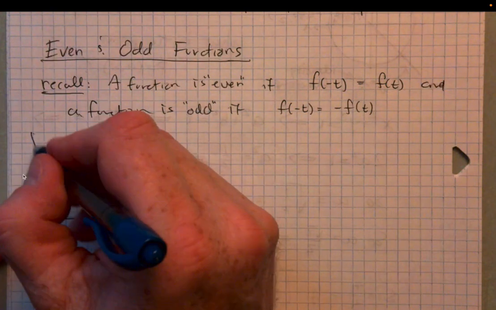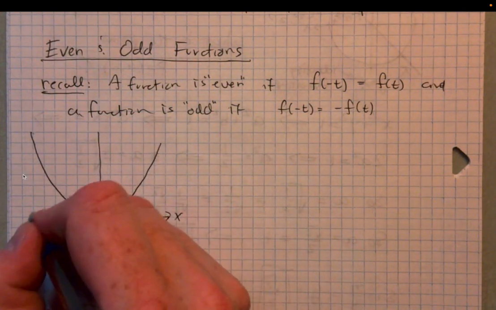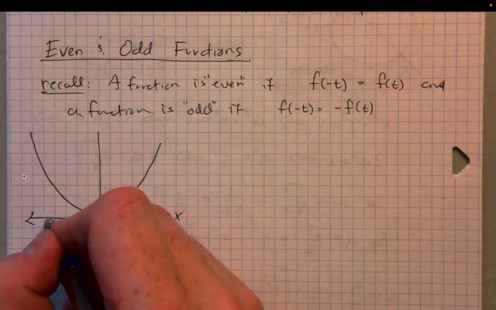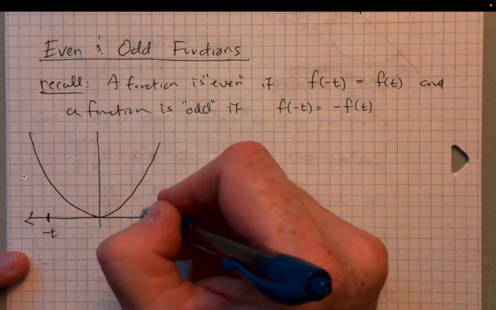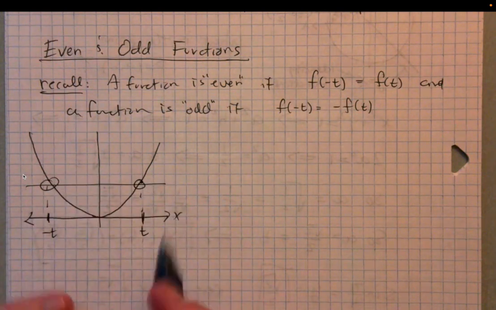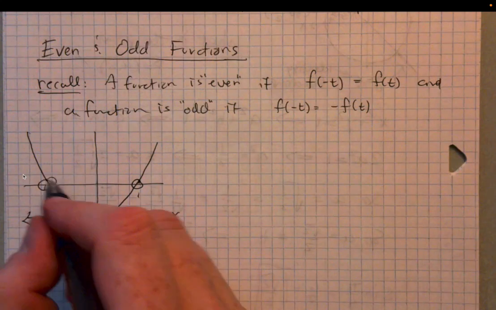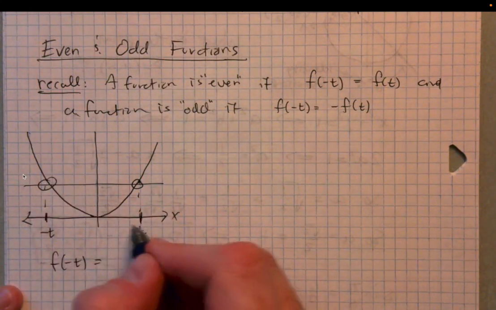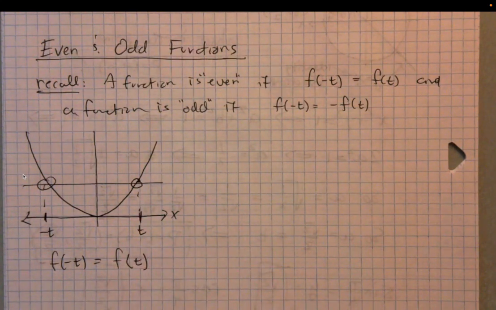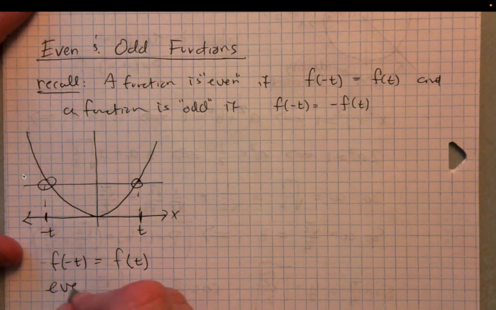So if I have a quadratic function like this, so here's my x-axis, right? And let's say I've got t here, and over here I've got negative t. So for a quadratic function, in this case f of negative t is this value, and it's also equal to f of t, right? And so a quadratic function like this is an example of an even function.